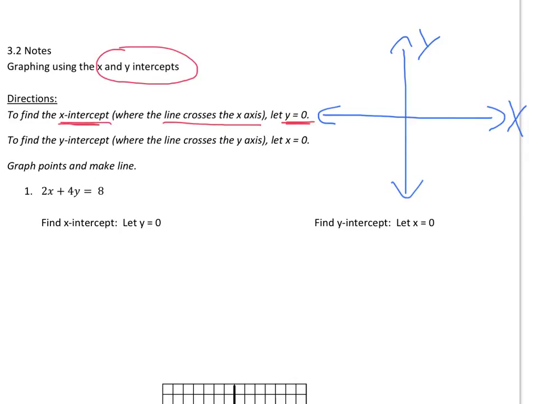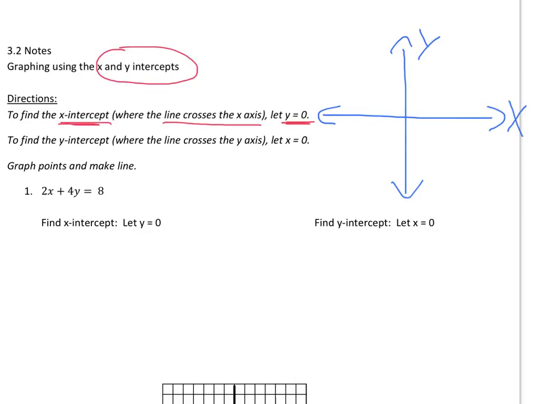Now, think of it. If I put a point on the x-axis right here, like here's the x-axis, I'm not sure what the x value is, but I know the y value is 0. If I move the point to the left, the y value is still 0 because I'm not moving up or down. So as I move left and right on this x-axis, the x values change, but the y value is still 0.